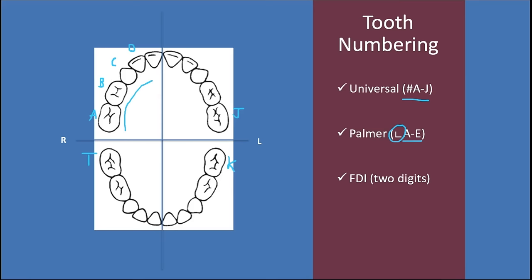For FDI, it's a little bit different. We still use 2 digits, but for primary teeth, the quadrants are 5, 6, 7, and 8, instead of 1, 2, 3, 4. The second digit would just go from 1 to 5, like in the Palmer system. So those are the 3 most common tooth numbering systems. So next time you visit your dentist, you can impress them by pointing out a certain tooth and its number.